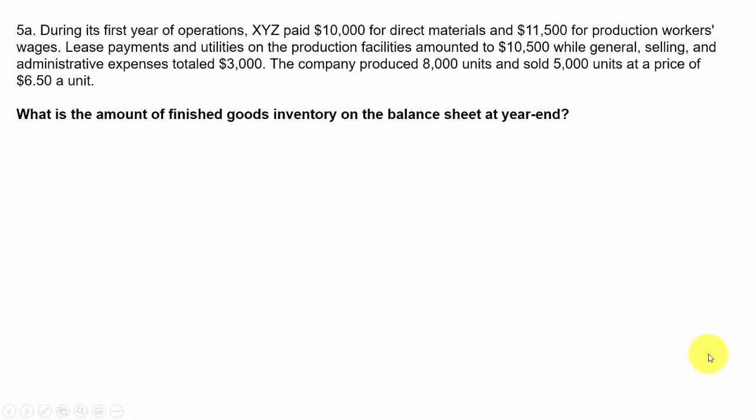Next question. They want to know what is the amount of finished goods inventory on the balance sheet at year end. Finished goods are something that when you make several items and you don't sell all of them, then you end up with finished goods. So let's see what we've got here.